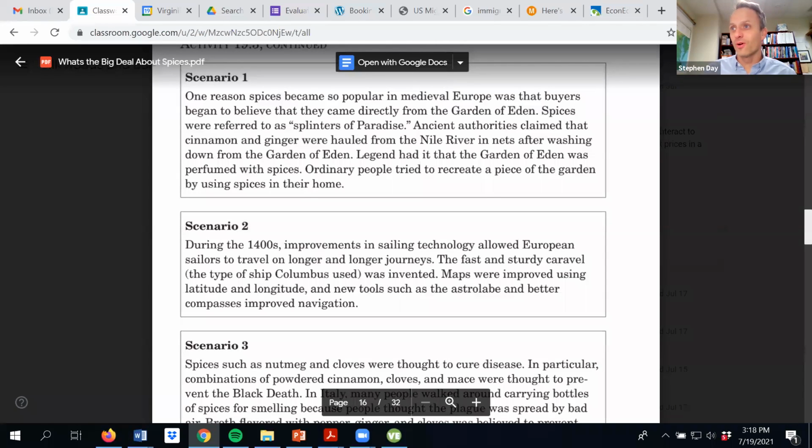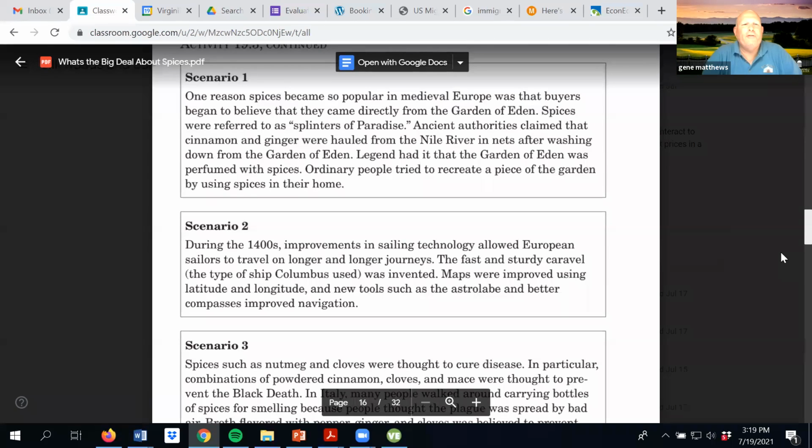Okay, so question. Will the belief that a product is from the Garden of Eden and therefore a splinter of paradise, will that affect the demand, that is consumers' desire to consume this thing, or will it affect the supply, the ability to produce the thing?